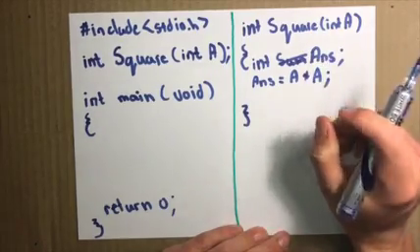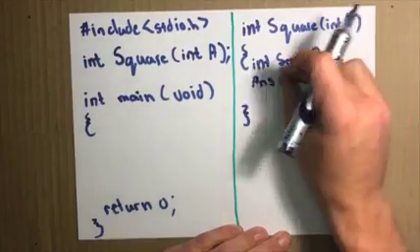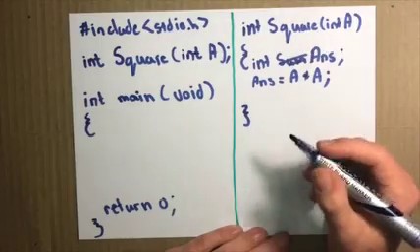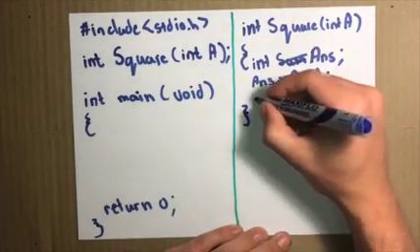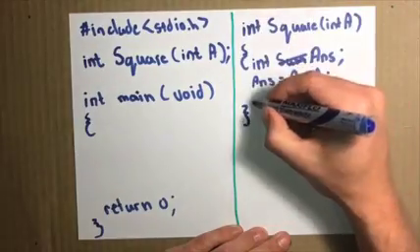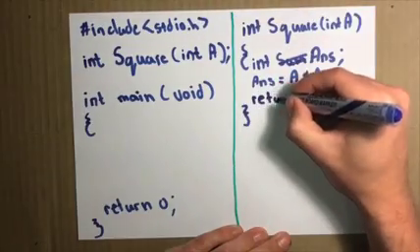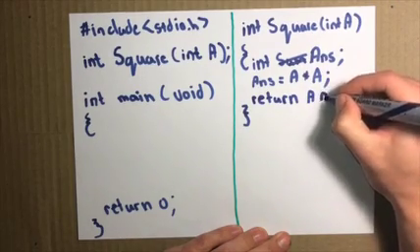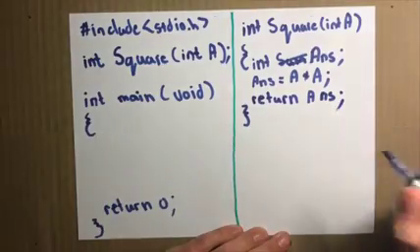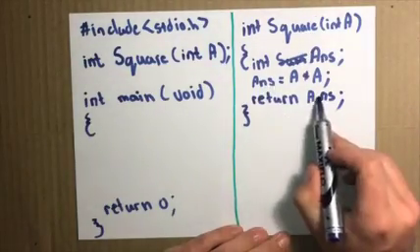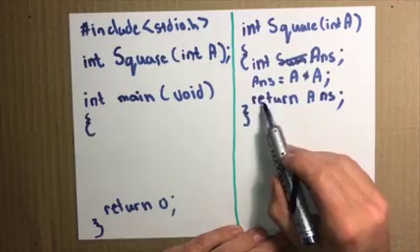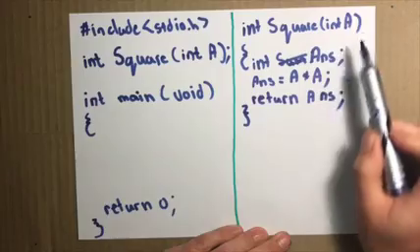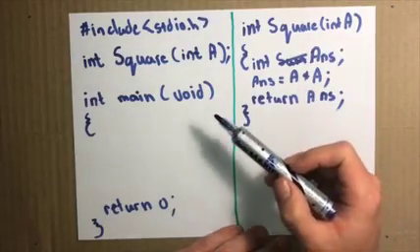But this function needs to send that answer back to the main program. And how does the function do it? By using the return statement. And we can just say return answer. So this function will return answer, or the square value of a, back to our main program.